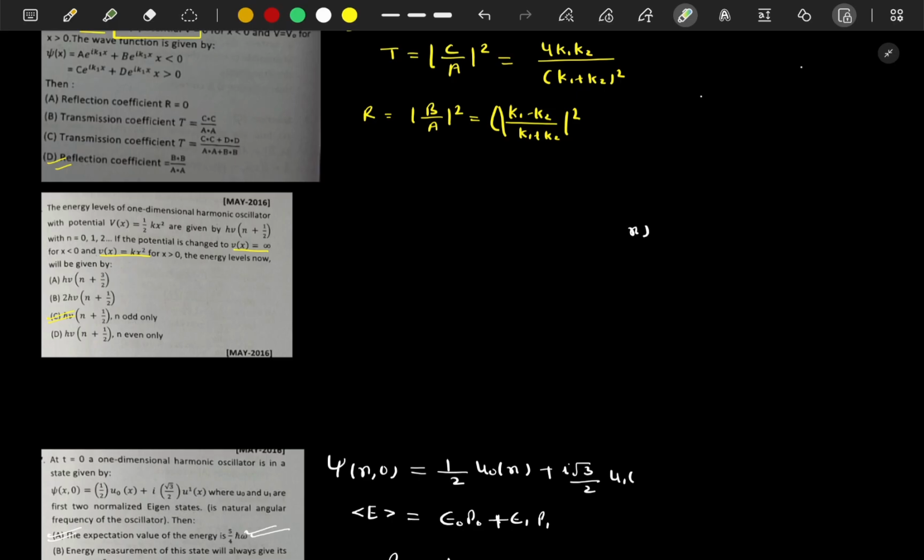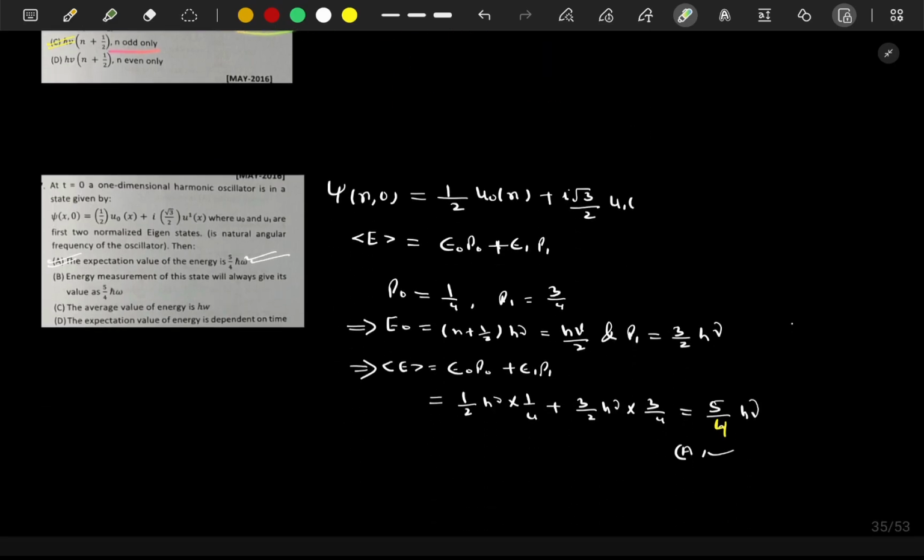Now next question. We have done this question for the simple harmonic oscillator, half harmonic oscillator, only odd. At t equal to 0, a one dimensional harmonic oscillator is in the given state. What is it asking us? First, to normalize the eigenstate, where omega is the natural angular frequency of the oscillator, then the expectation value of the energy.